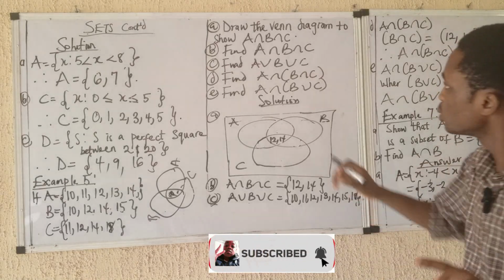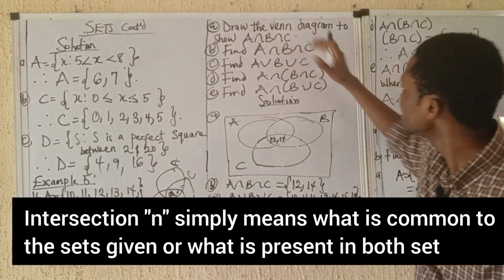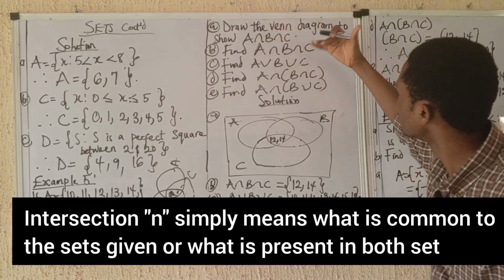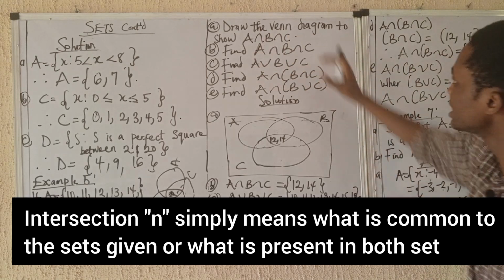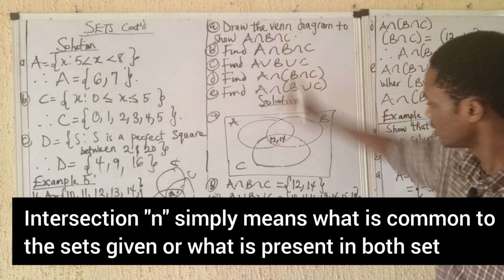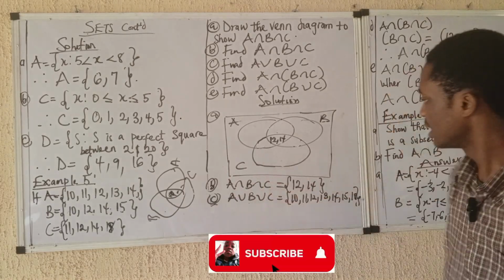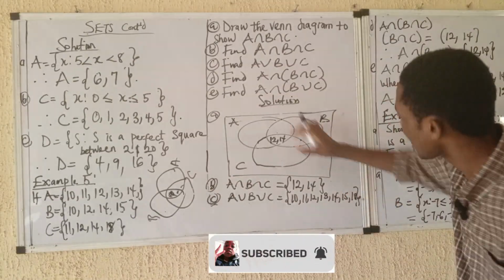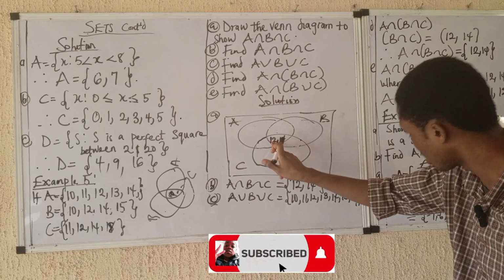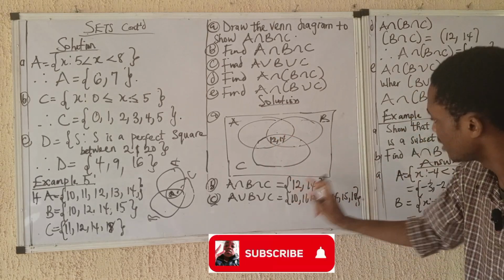Question B: find the intersection between the three sets. This one is not in a Venn diagram representation. The number one we all know, A, B, C. The elements common to the 3, as I told you, are 12 and 14. So 12 and 14.